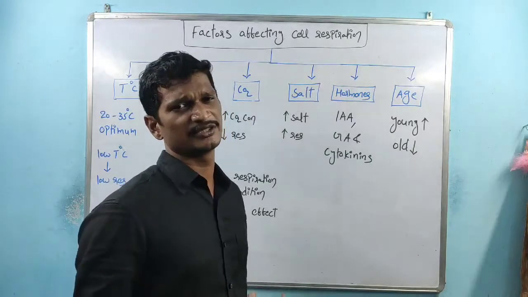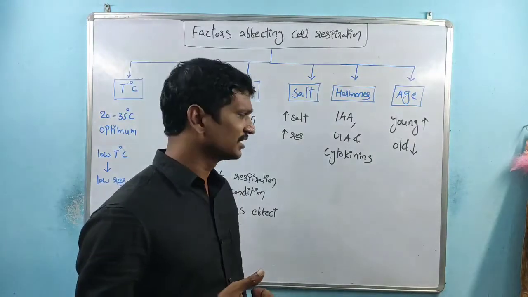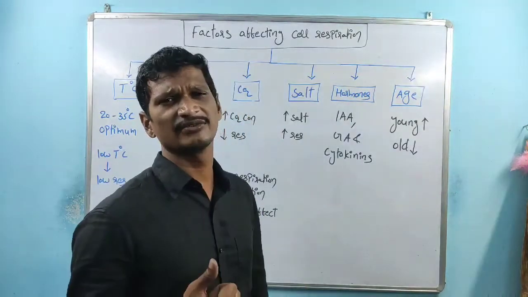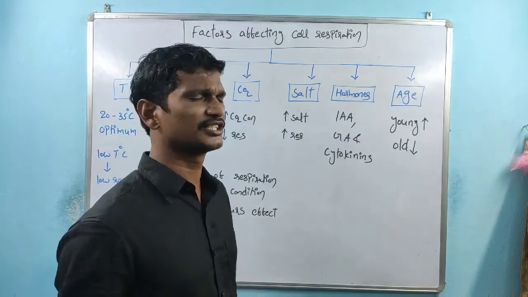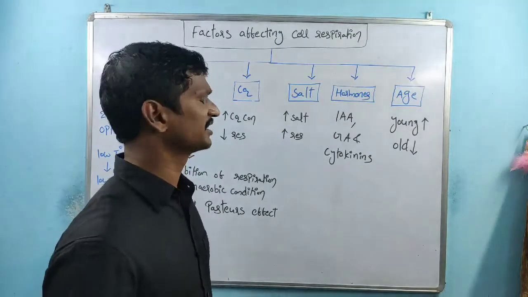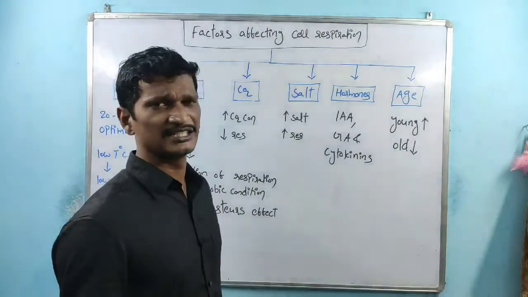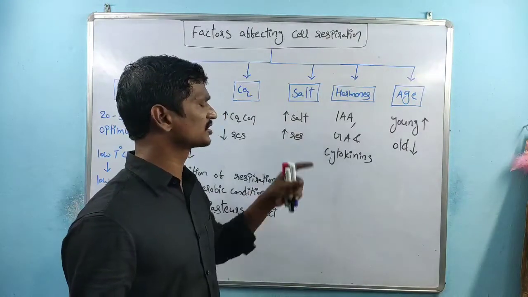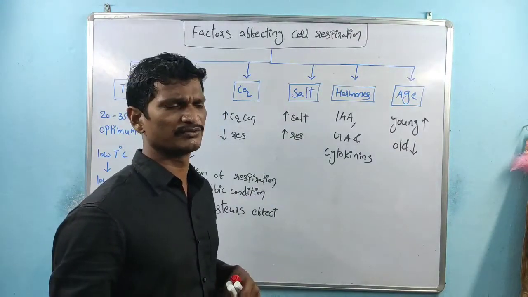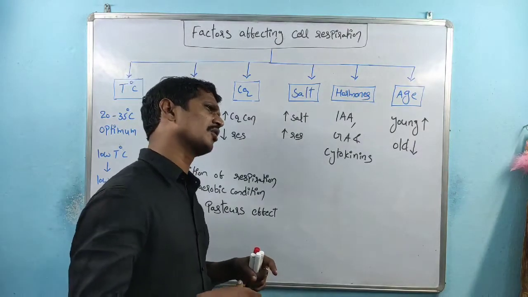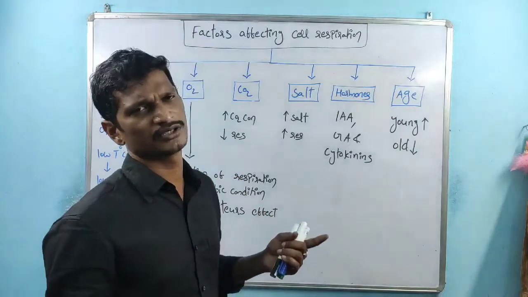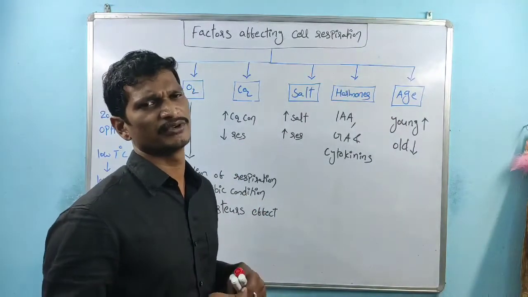Sodium activates enzymes, chloride activates enzymes, zinc activates enzymes, magnesium activates enzymes, and manganese activates enzymes. Different types of enzymes are activated by minerals. So with more salt concentration, more respiration will take place, but not too high a level. There is an optimum level.